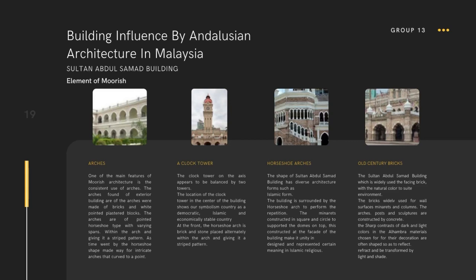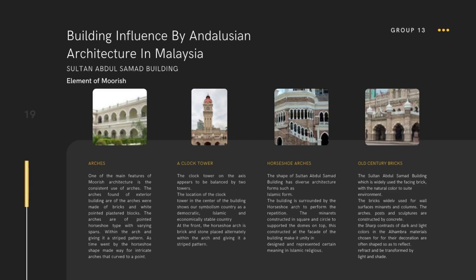Next is the clock tower. The clock tower on the axis appears to be balanced by 2 towers. The location of the clock tower in the center of the building symbolizes our country as democratic, Islamic and economically stable. At the front, the horseshoe arch is brick and stone placed alternately within the arch, giving it a stripe pattern.